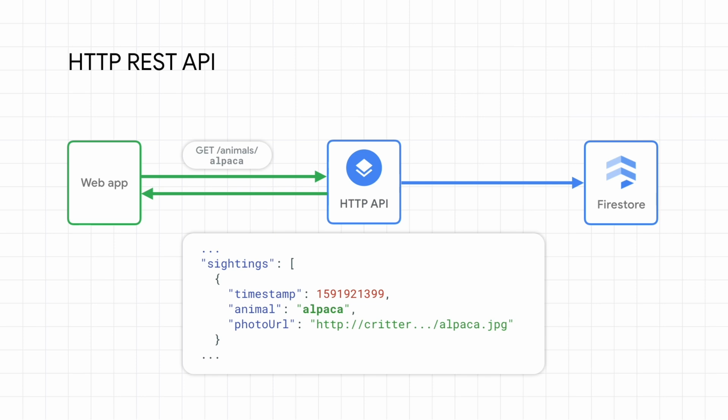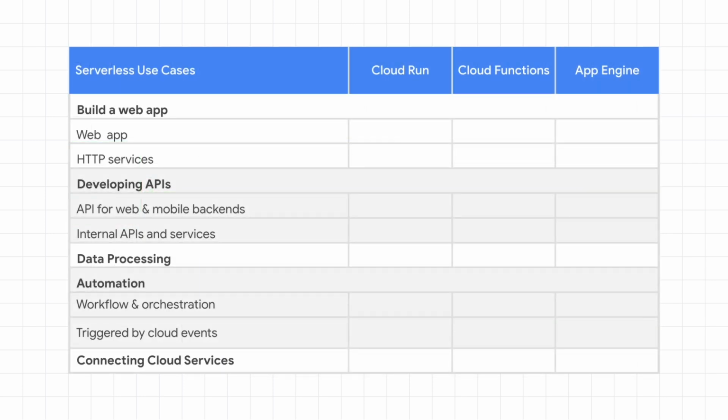So let's put up this little cheat sheet. So what do we think? You said the magic word there, API. So I think we're right in the middle here. It says developing APIs for web and mobile backends. Maybe that's where we're at. Yeah, that seems reasonable. So it's not really an internal API, but I guess it's similar. But yeah, I think API for web and mobile backends. Cloud Run. We've been using a lot of Cloud Run, so I think that makes sense.